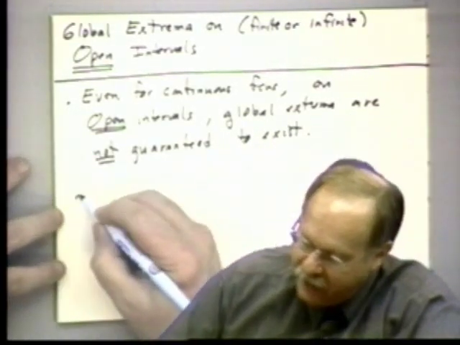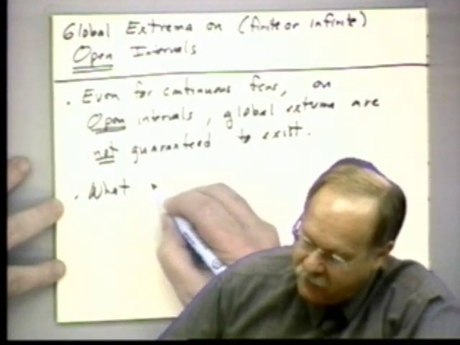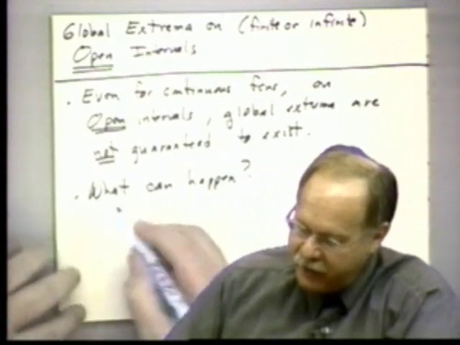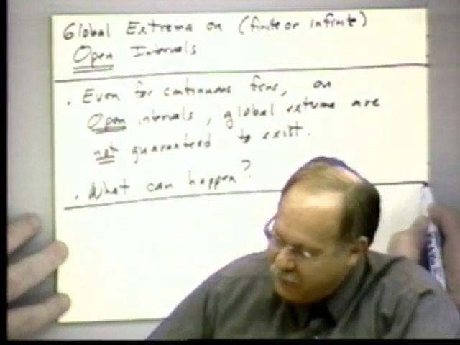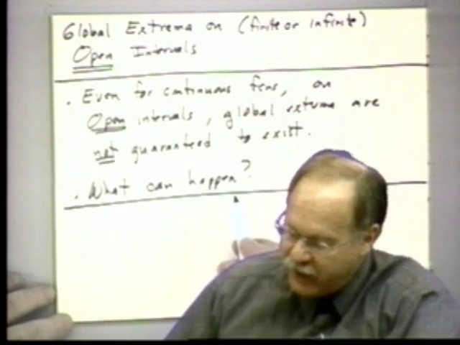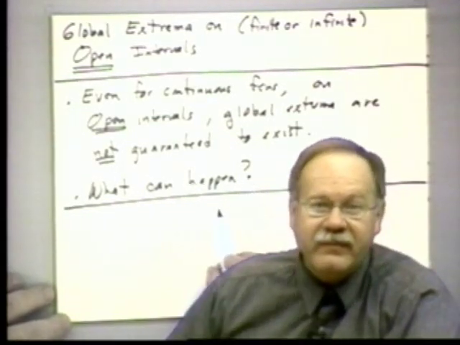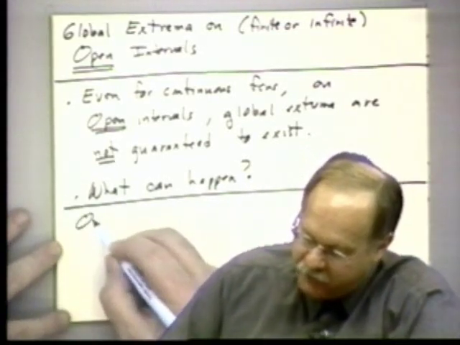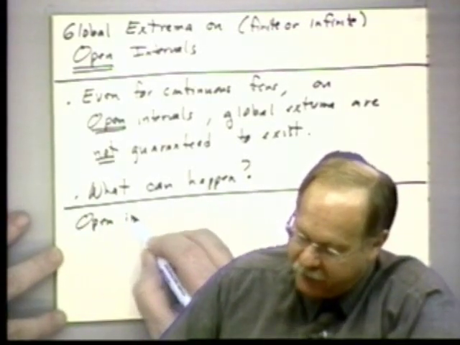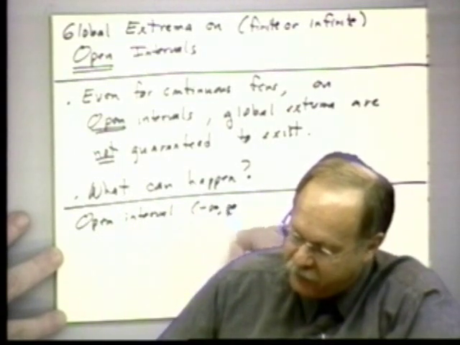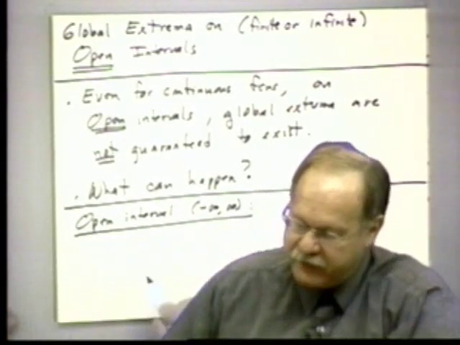So what can happen? Well, we're going to draw a few pictures to give you an idea, but what happens is that you simply have to check all the critical points to see what you've got. You're not guaranteed that there will even be an answer when you're done with that. What can happen? First of all, let's look at the largest possible open interval. That's the interval from minus infinity to infinity. That's all the real numbers.